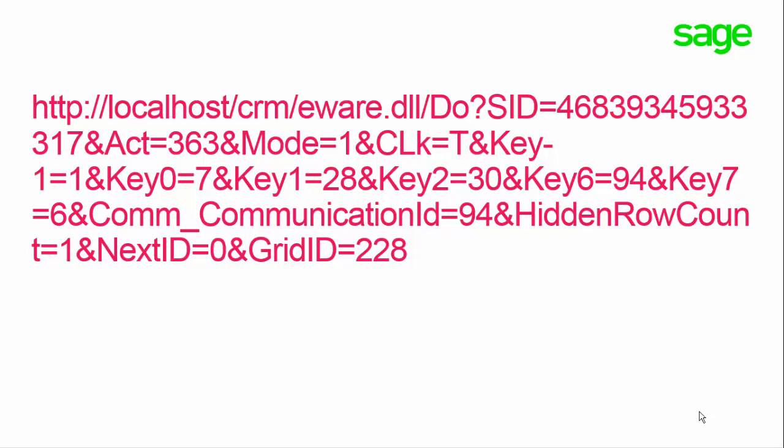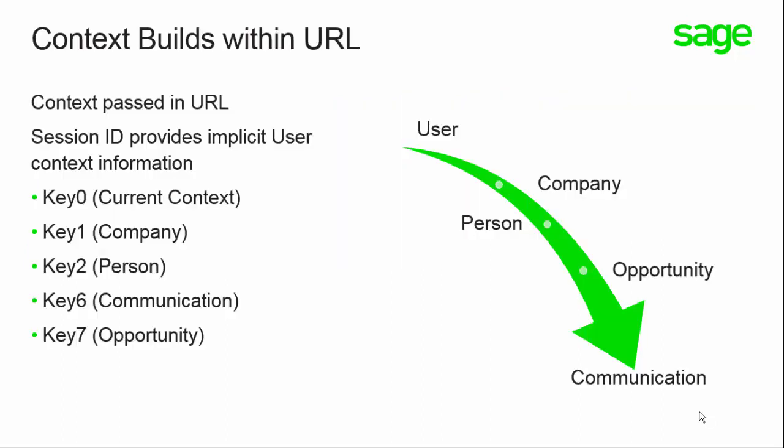Now a URL may look complex, but it's actually quite understandable, and we can look especially at the sets of name value pairs that are called the key values. And you can see here there's key 0, key 1, key 2, key 6, key 7, and this is all building up to this idea that CRM uses a concept of system context that allows it to keep track of what entities within the current session are being used.